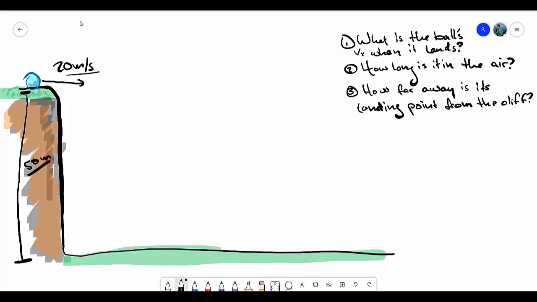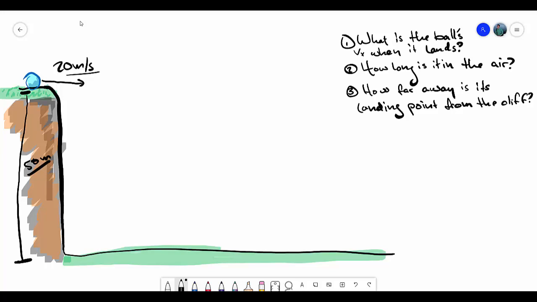Typically, in these kinds of questions, you'll be receiving the initial horizontal velocity and the height from which the object is falling. So the questions that you usually get are: what is the ball's Vx when it lands? How long is it in the air? And how far away is its landing point from the cliff?